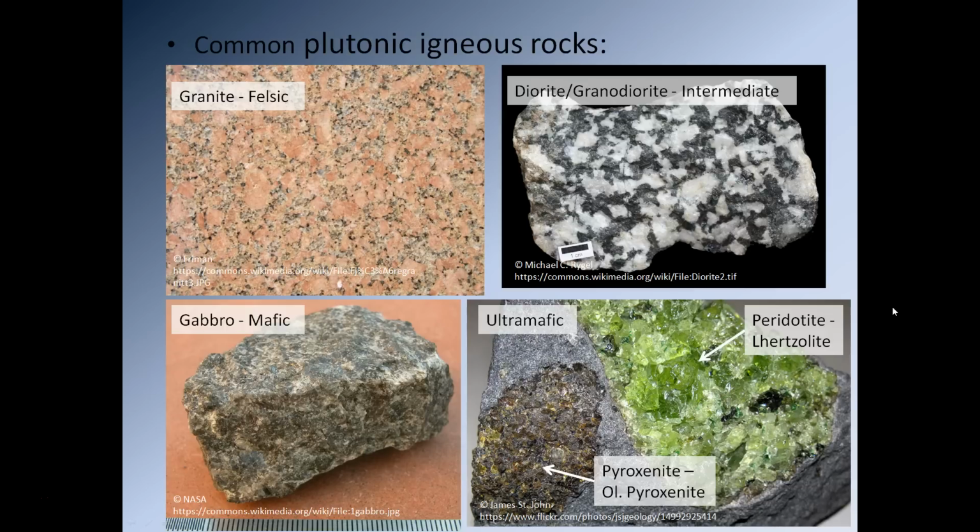So we've already touched on this, but let's just fire through these once again. So common plutonic igneous rocks, these are the rocks that form underground. Felsic magmas give you a granite. Intermediate magmas give you a diorite, or also referred to as a granodiorite, depending on slightly different compositions. Mafic magmas give you a gabbro, and ultramafic magmas will give you what we refer to as a peridotite.